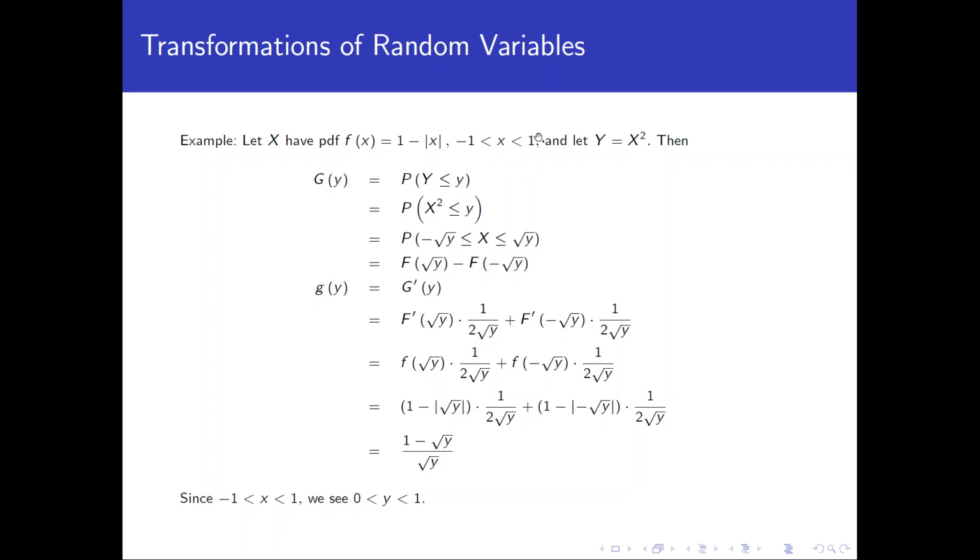Since x is between -1 and 1, it's not too hard to see here that y has to go from 0 to 1. Anyway, this gives you a couple of examples of how you do transformations of random variables in terms of one variable. In the next video, we're going to do this for 2 variables and see how it will extend to more than 2 variables.